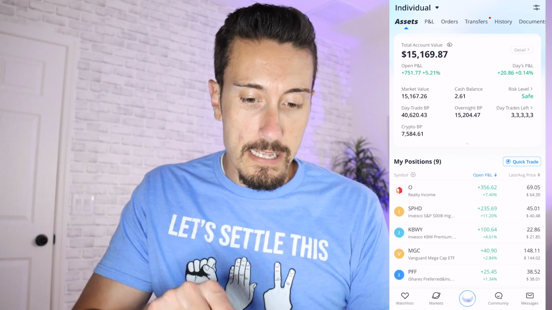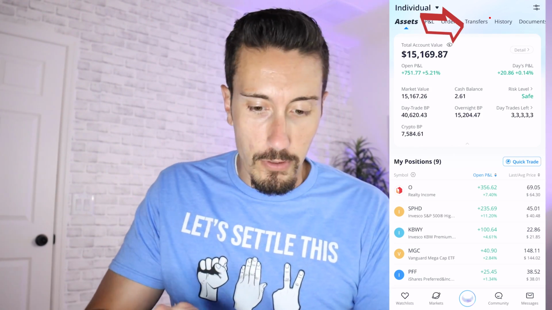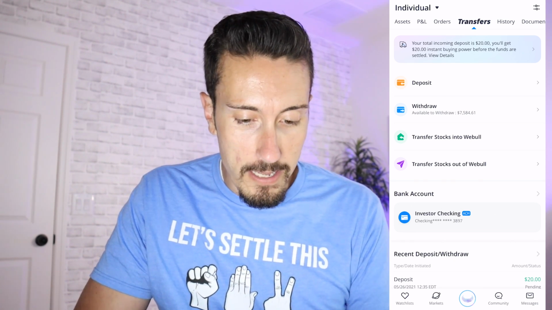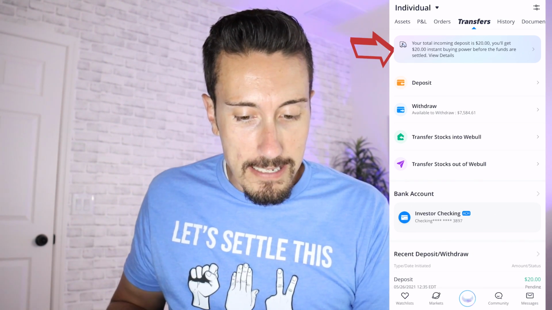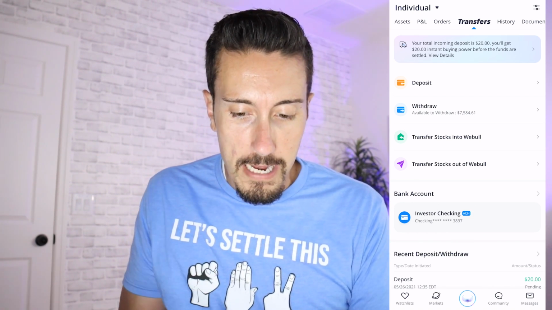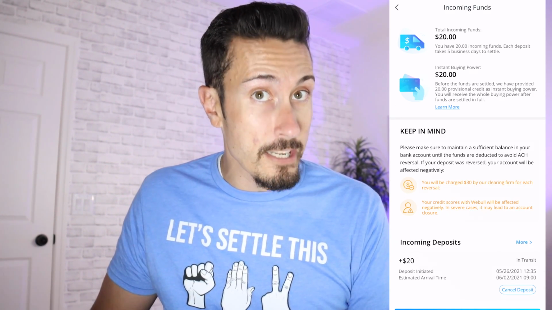At the very top, you'll see the transfers, and you'll see that little red dot indicating that you have an incoming transfer. Tap on that, it'll take you over here, and this is the key point to look at. It says your total incoming deposit is $20. You'll get $20 instant buying power before the funds are settled. If I click on that, it gives me some additional detail.